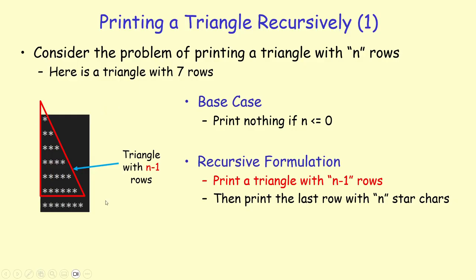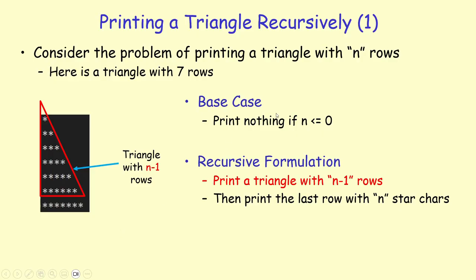Here is a 7 by 7 triangle, a lower matrix triangle, where you print 1 star on the first row, 2 stars on the second row, and 7 stars on the last row. Obviously, you can write a nested loop to solve this problem, but our goal in this lecture is to design a recursive algorithm that achieves the same thing.